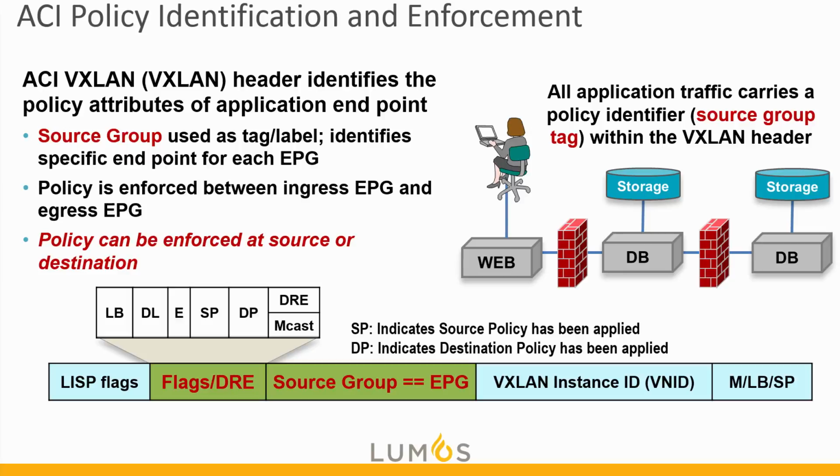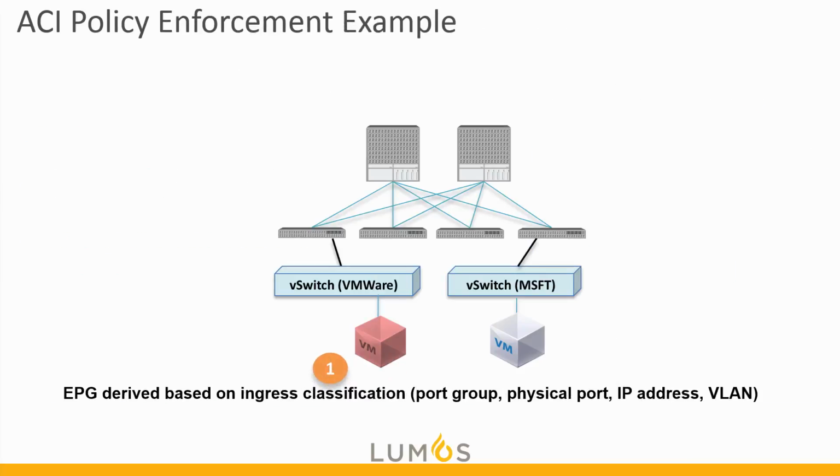So here's an example. The EPG is derived based on classification. So it could be based on the VMware port group, the physical port that we see traffic on the Leaf, if maybe it's a bare metal server or a router, the IP address, the VLAN, or the MAC address of the VM, using VM attributes based or micro EPGs, as we've already alluded to. It could be the VLAN name, the VM name, the virtual machine name. It could be any number of attributes there if we're doing micro EPG.